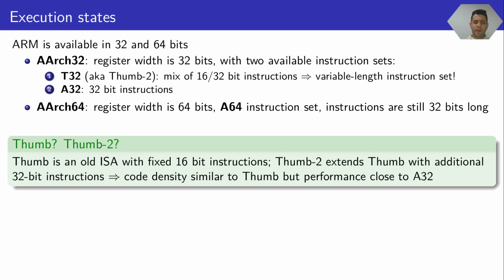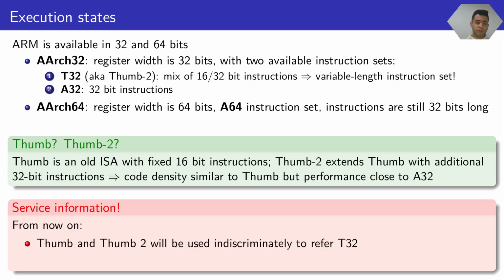Maybe you have already heard about Thumb; it is an old ISA with fixed 16-bit instructions. Instead, Thumb-2 is an extension of Thumb with additional 32-bit instructions. So you have about the same code density, but the performance is similar to ARM32.